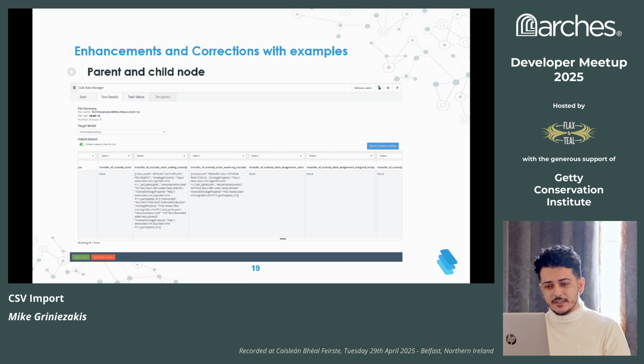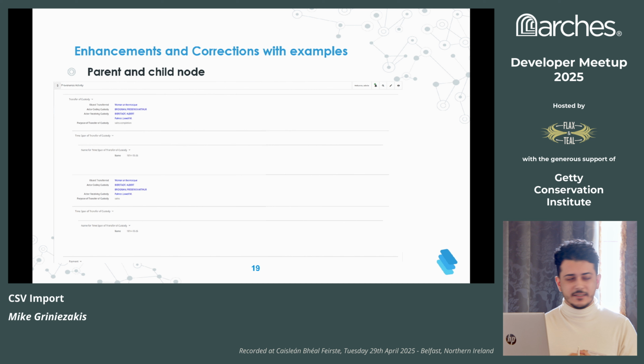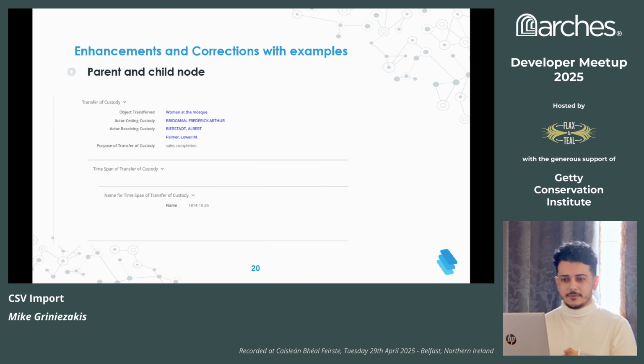Moving on, this is the nesting functionality that is now supported in the CSV importer. This is a very nested example. This is a transfer custody reactor example that has nesting inside the CSV. And this is the outcome. As we can see, it handled the nesting correctly, and we can see that the data is correct as we want it to be.